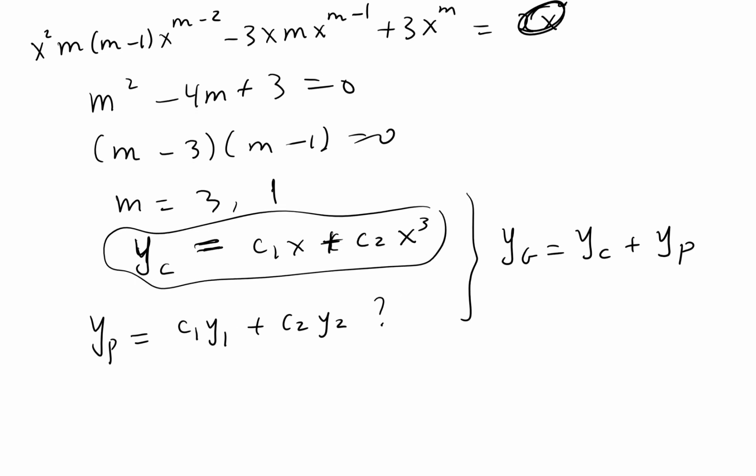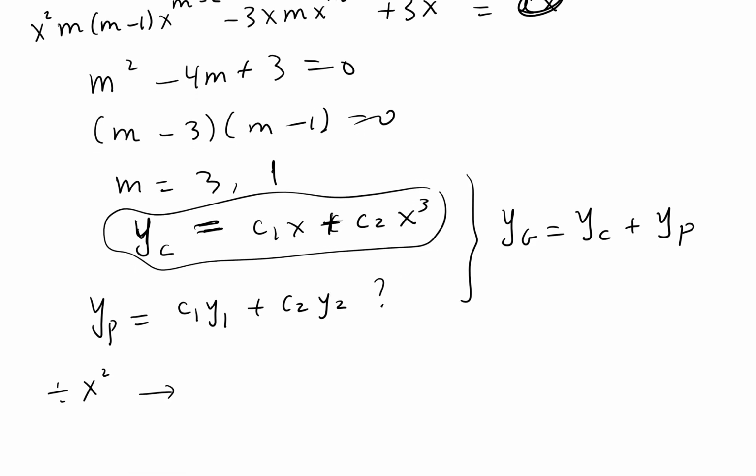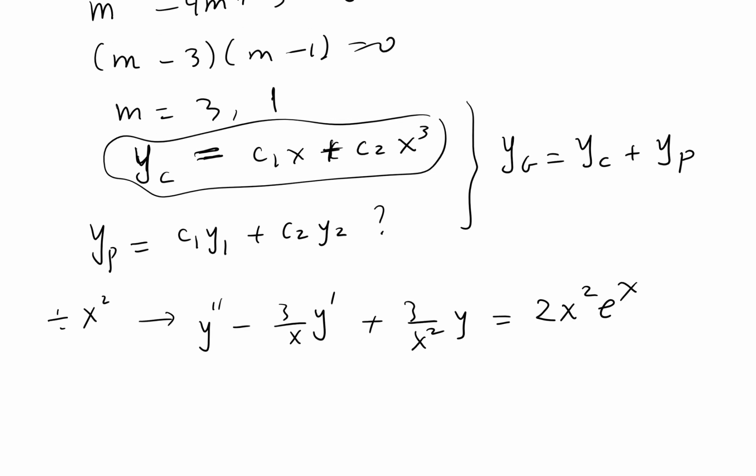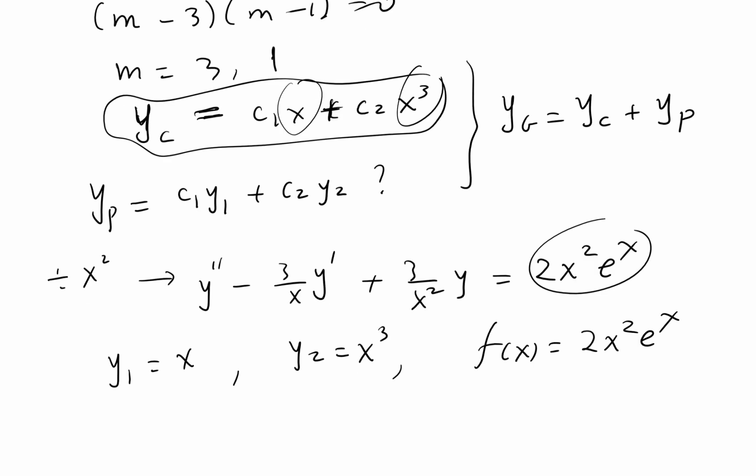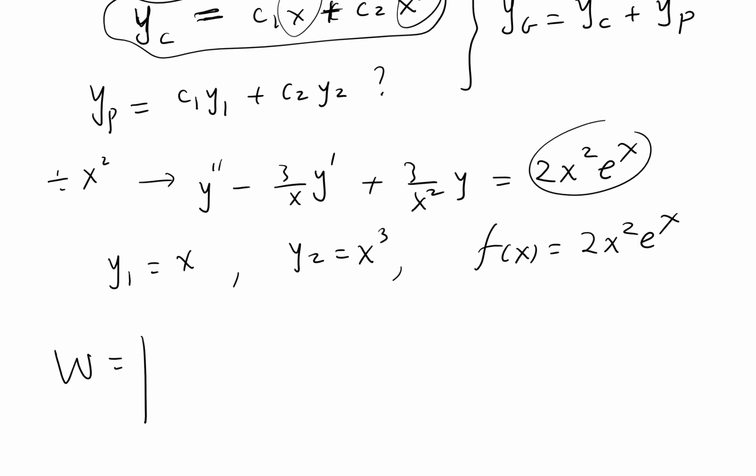The first thing we can do is divide the entire equation by x squared to get y double prime minus 3 over x y prime plus 3 over x squared y equals 2x squared e to the x. From this, actually from the previous one, these are what we call y1 and y2. And from this, that's f of x. What do we need these for? To find the Wronskian, which is y1, y2, their derivatives. So the determinant is this times this, 3x cubed minus x cubed, 2x cubed.